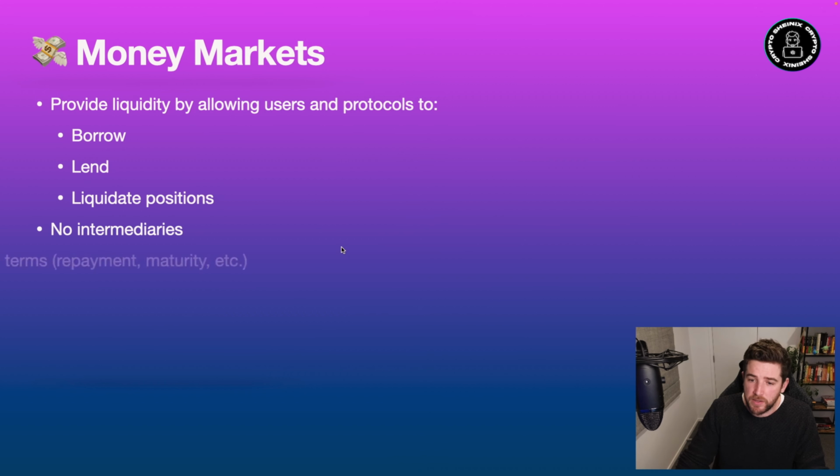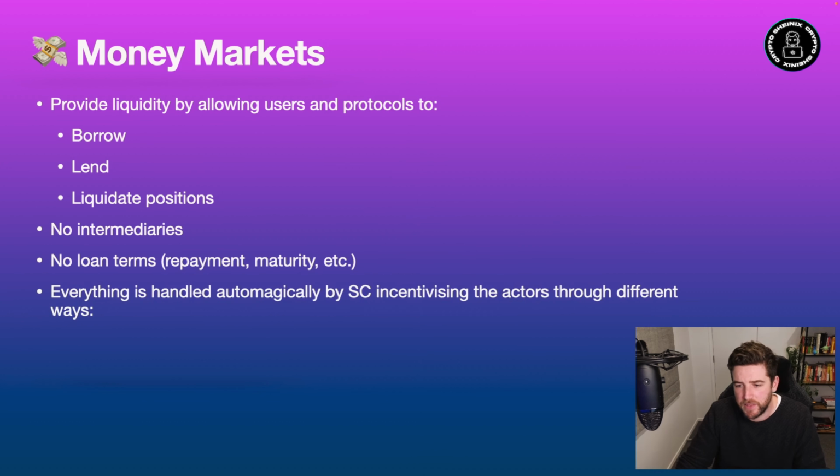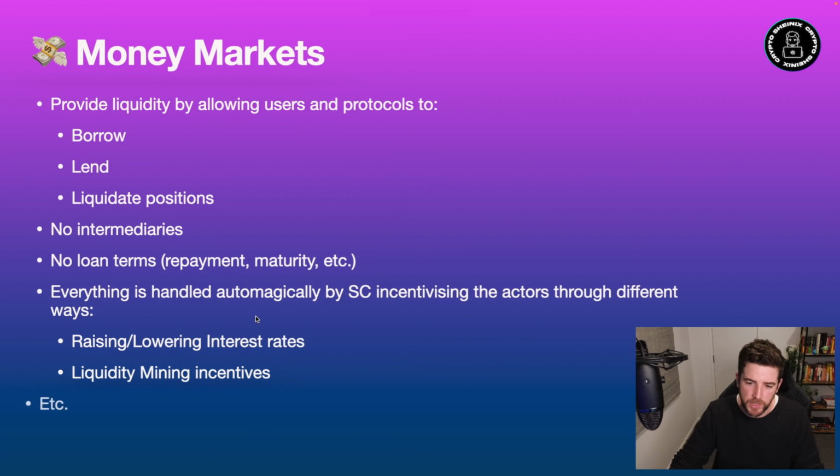We don't have any intermediaries, really. It's again no company behind. It's all handled by smart contracts, and the interesting thing is that there are no loan terms like a repayment schedule or maturity, etc. Everything is handled automatically by smart contracts, incentivizing the actors through different mechanics. It could be raising and lowering interest rates on the debts and on the collaterals. It could be liquidity mining incentives. It could be a lot of things really, and they usually change over time. But the idea is that you don't talk to anyone. No one is claiming anything on you when you take these loans, but you will be financially incentivized to repay, or actually to borrow.